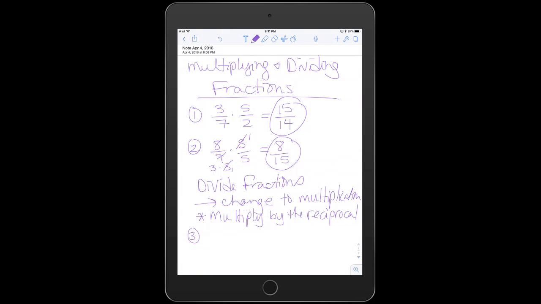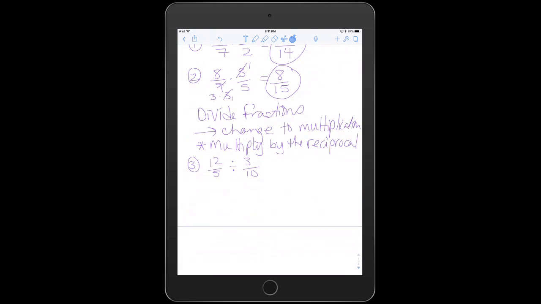So for instance, if I am dividing 12 over 5 by 3 over 10, I'm going to change this to multiplication. The first fraction stays the same. The one that was being divided, when I change that to multiplication, this flips around. So it becomes 10 over 3. And then you can probably see that you have a common factor of 3. If you think about the 12 here as 4 times 3, then the 3's cancel out.